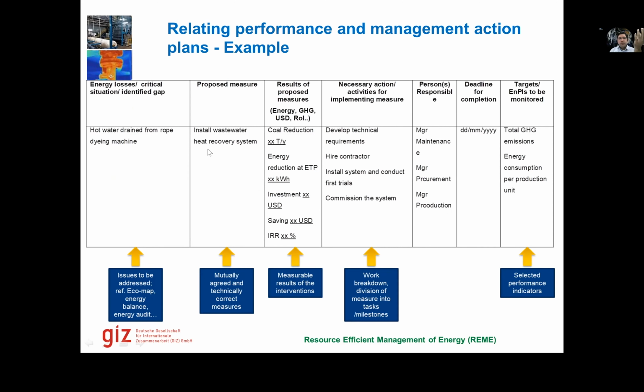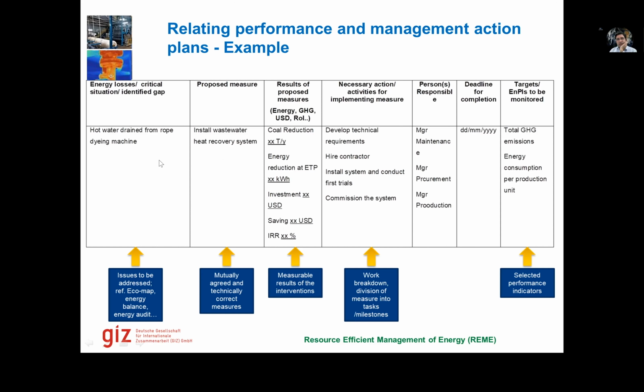And the proposed measure is to install a wastewater heat recovery system. The results of the proposed measures in terms of energy, GHG, USD, ROI, we can put in as values in multiple columns. So we could have a cost reduction column, then an energy column, a water column, a GHG emissions column, a kilowatt hours column, for example, a USD investment column, an absolute energy reduction column, IRR or EAA, GHG emissions. We can have multiple columns.